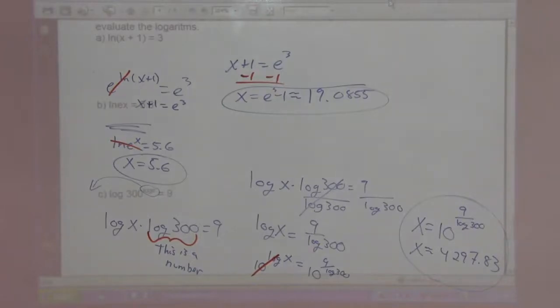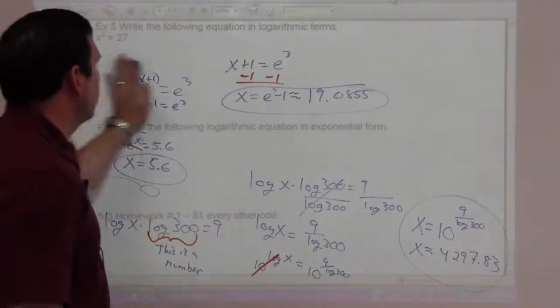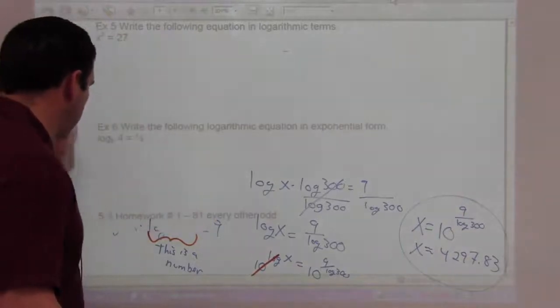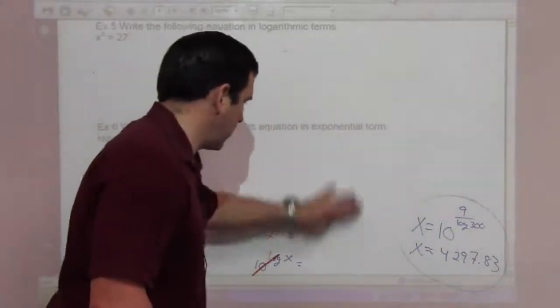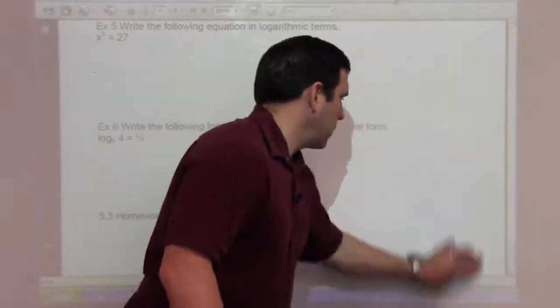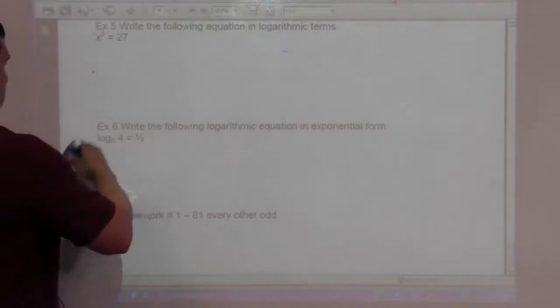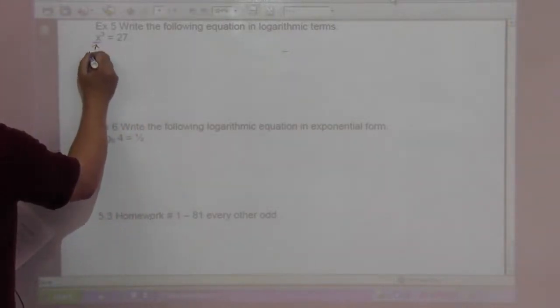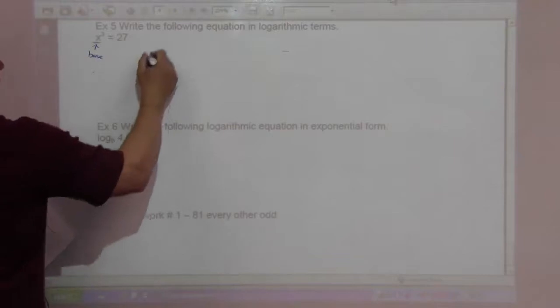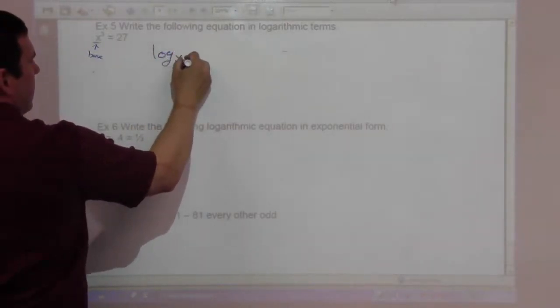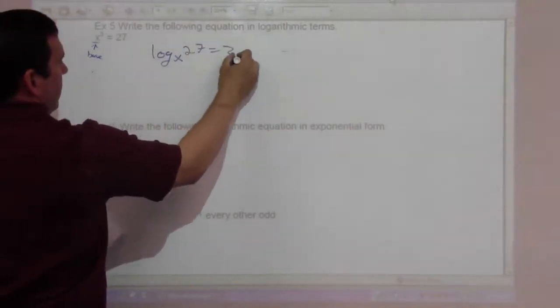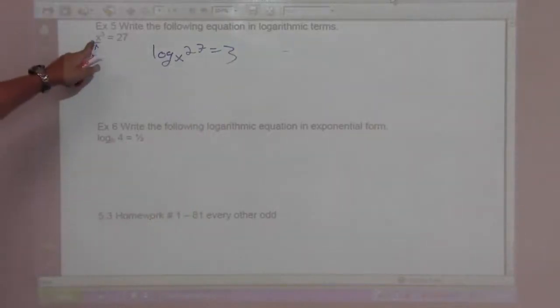I'm going to go to the last problem here. Two problems, last two problems. Let's write the following equation in logarithmic terms. Okay, there's our base. So it's going to be log base x of 27 equals 3. Log base of what number gives us the power?